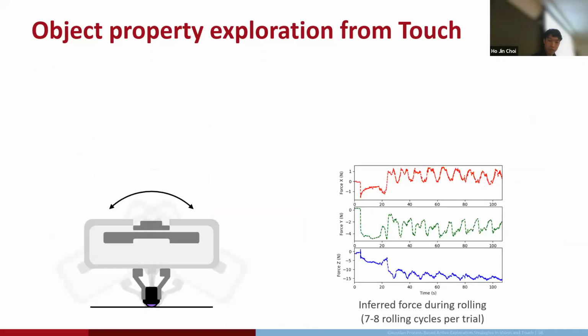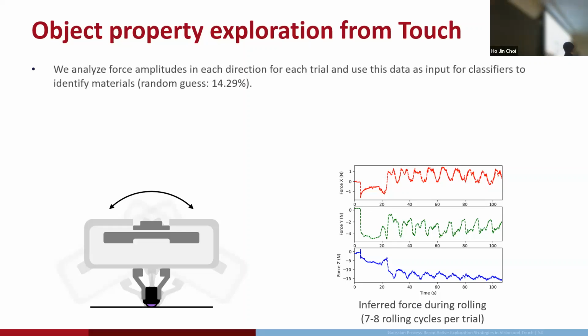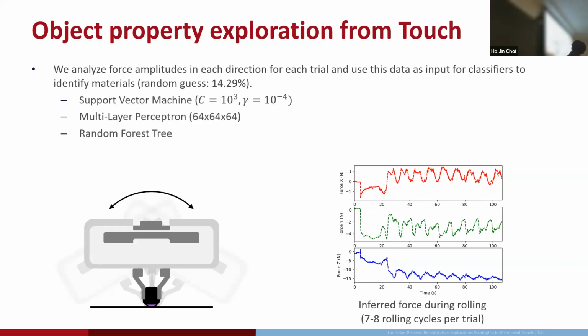Yeah, that was a video. This is the depiction of the rolling strategy. For each material, for 3 trials, we did 70 rollings each. Then we got the force amplitude in XYZ, which is a low frequency feature. We tried to see if we can identify the materials by training classifiers on this 3-dimensional feature. The random guess rate for these materials would be 14%. Then we tried the support vector machine, the perceptron and the random forest on it.